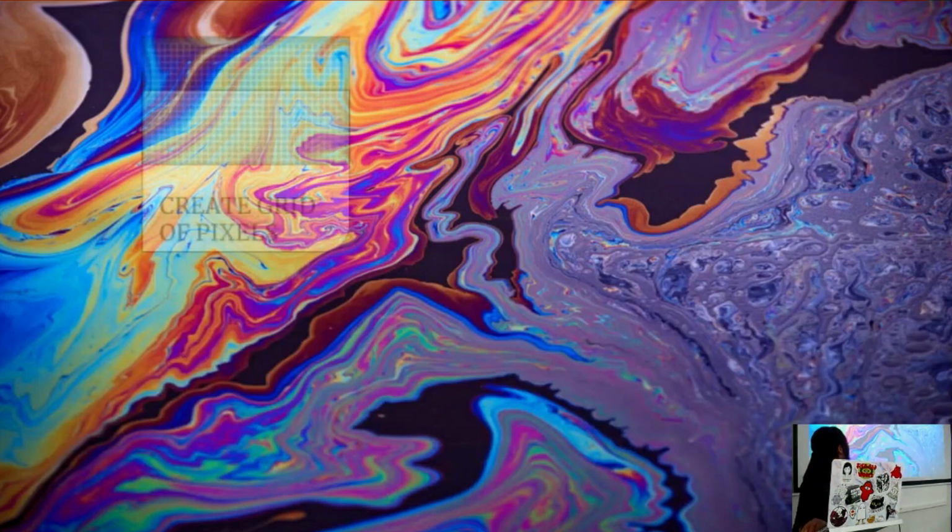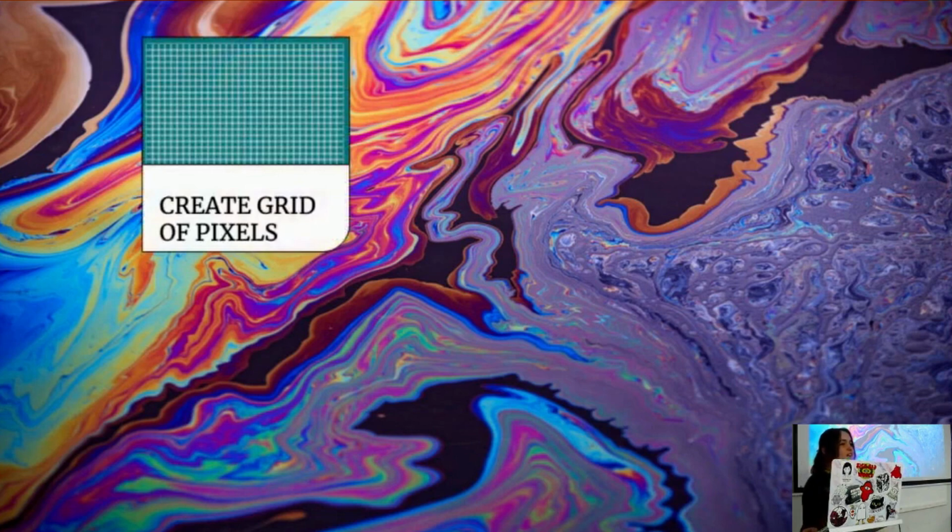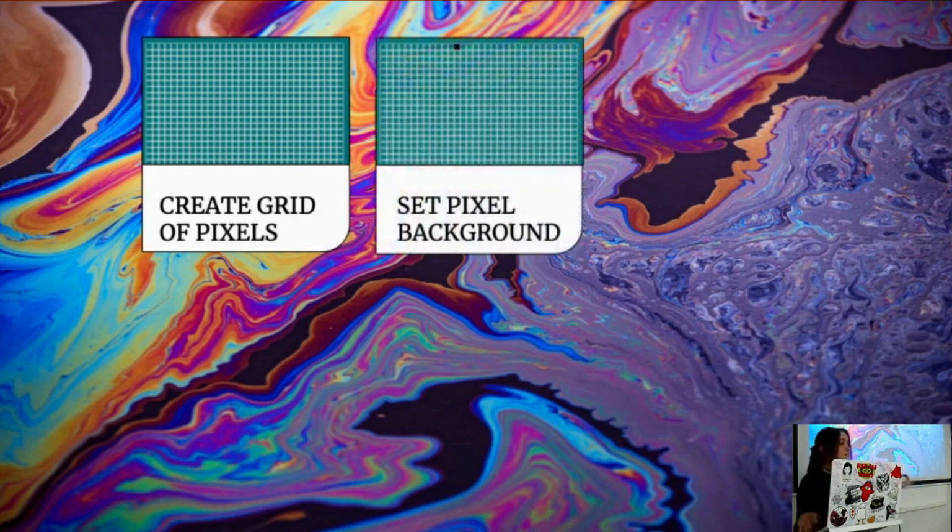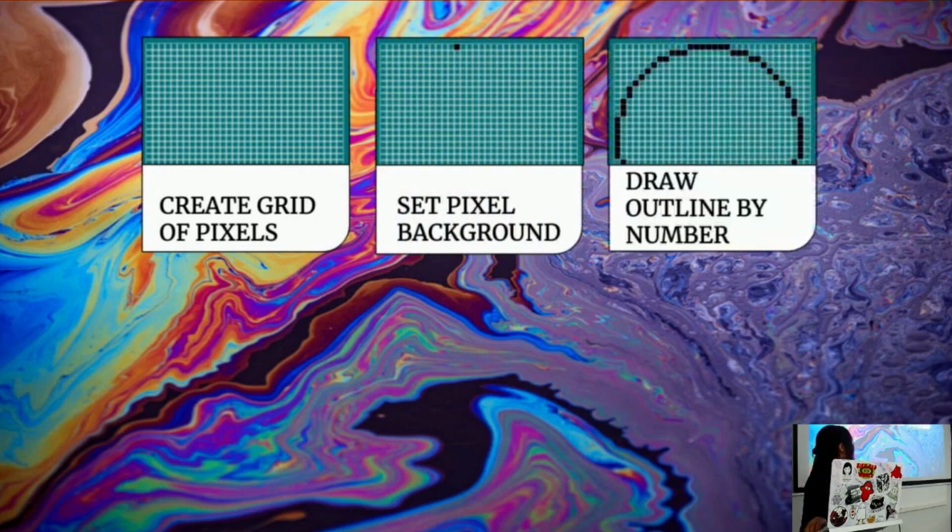Here's how I did it. I started with a grid of pixels. As you can tell, I didn't end up using that color again. That strategy worked really well for me. Pick a color you will never see again. It's so helpful. Set the pixel background. Put my number in, and I moved on with my life. And drew the outline by number. It's very easy to just start with a circle.